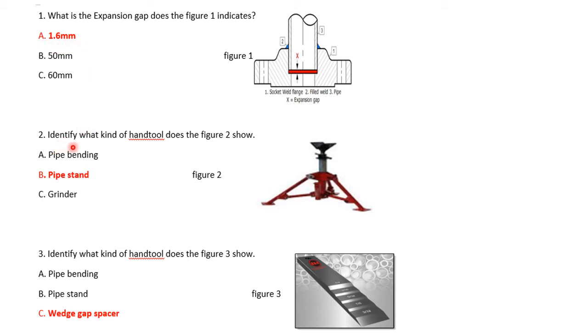Now, second question: identify what kind of hand tool figure 2 shows. You know this, it is a pipe stand. Next question: identify what kind of hand tool this figure shows. You know, this is called a wedge gap spacer.